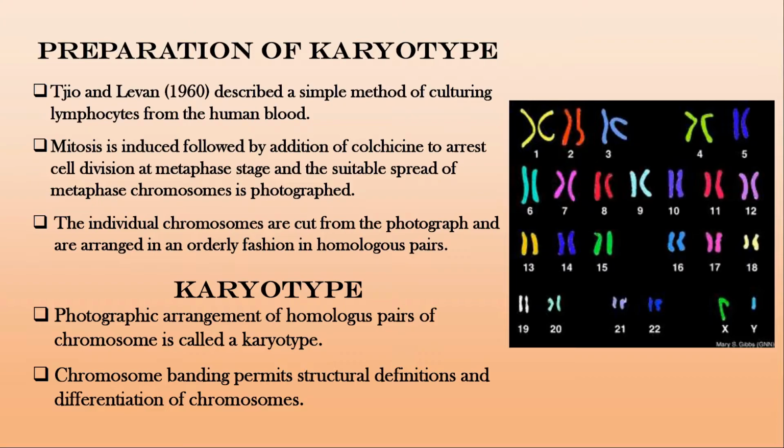The individual chromosomes are cut from the photograph and arranged in orderly fashion in homologous pairs and studied. What is meant by karyotype? The photographic arrangement of the homologous pairs of chromosomes is called the karyotype. This you can see in this picture. Chromosome banding permits the structural definition as well as the differentiation of the chromosomes. Everything can be observed and studied from this karyotyping.